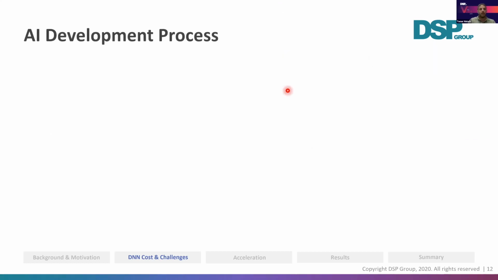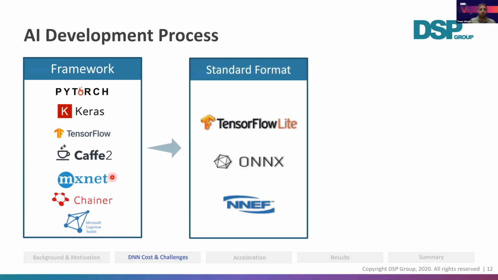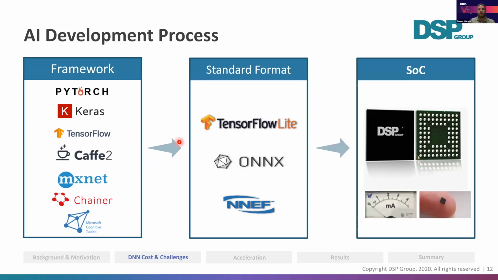In general, the AI development process starts by using one of the frameworks. We have various frameworks such as PyTorch, Keras, Chainer, and many, many more. Then we usually store the model in one of the standard formats, such as TensorFlow Lite, ONNX, etc. And we wish to run the model on a dedicated SoC for inference. And you can see the size of the SoC compared to a human finger. But now, during this process, we can add optimization.